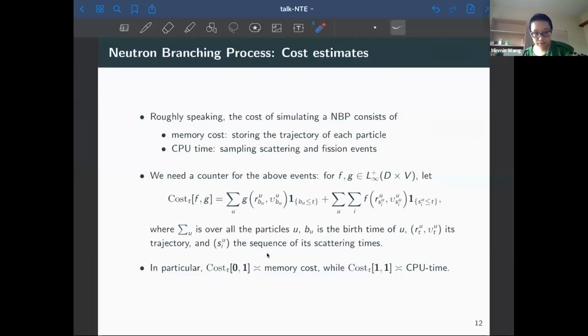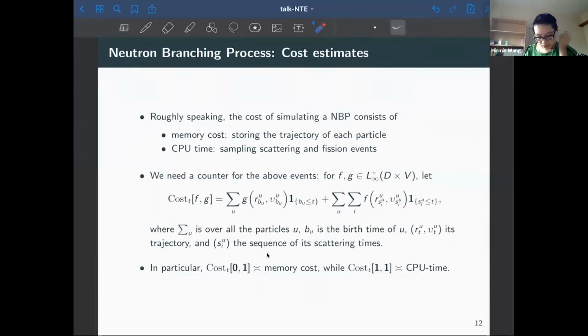This gives you the number of scattering times in the system which have happened before this time. Okay, so again, you can do a little bit of weighting by putting a function f here. So that's why we have chosen this function, as a kind of estimation for the cost of the simulation up to time t.